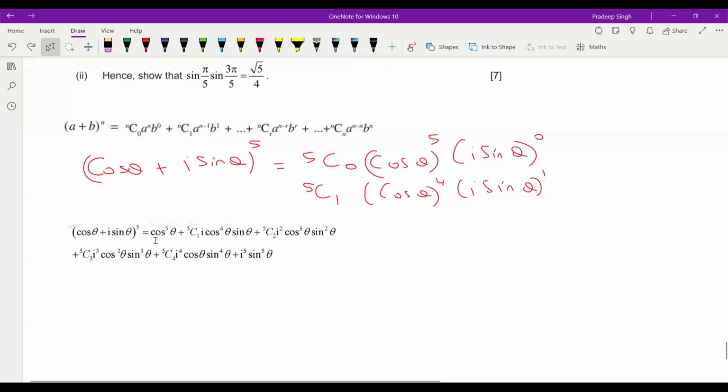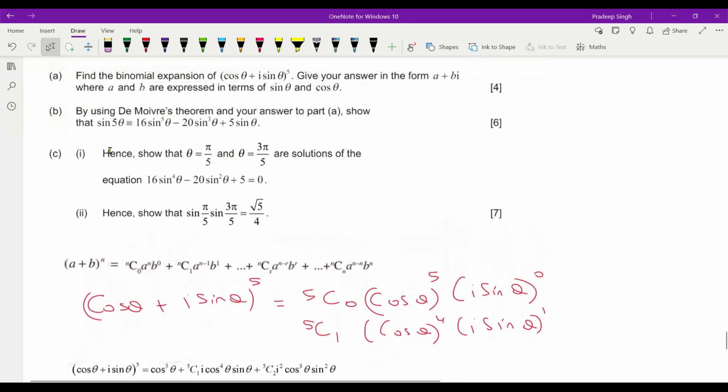The first term, cos theta to the power 5, is real. So let's keep it as it is. The second term has an i in it. So that's the imaginary part. In the third term, we have an i squared. The value of i squared is -1. So the third term is also a real part. Similarly, i cubed is -i. So this is an imaginary part. The fifth term has an i to the power 4. i to the power 4 is 1, which means this term is also a real part of this complex number. And i to the power 5 is i.